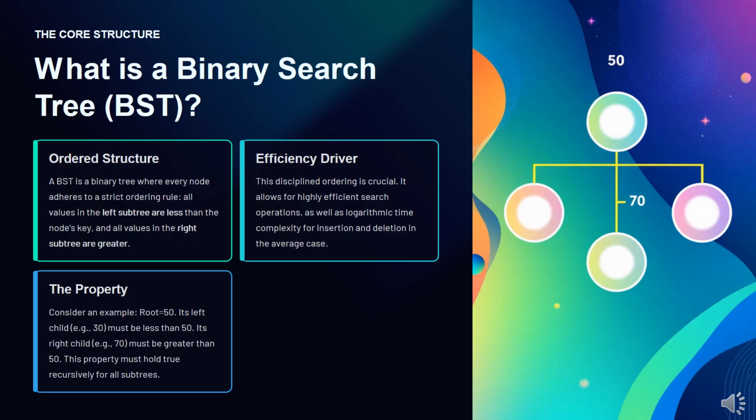For example, if the root node has a value of 50, then 30 would go to its left since it's smaller, and 70 would go to its right since it's greater. The rule must hold true throughout the tree.